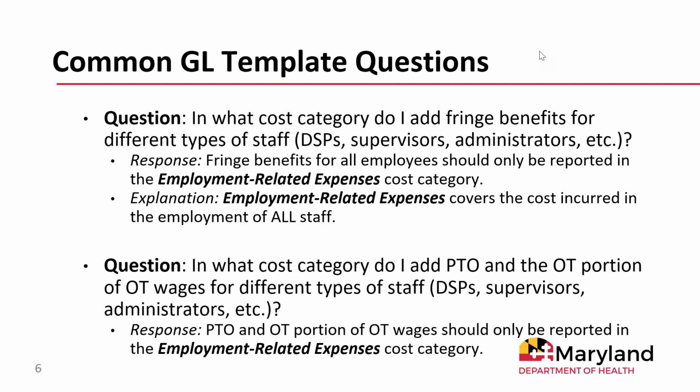The next common question we got was about the cost category for adding PTO and the overtime portion of the overtime wages for different types of staff. So for DSPs, supervisors, administrators. So again, the PTO, OT, and portion of the OT wages should only be reported in the employment-related expenses cost category.